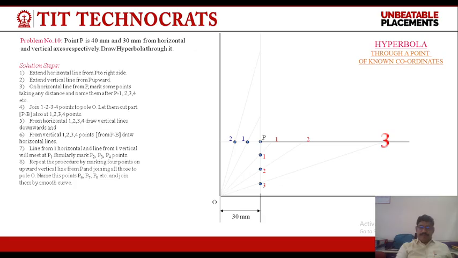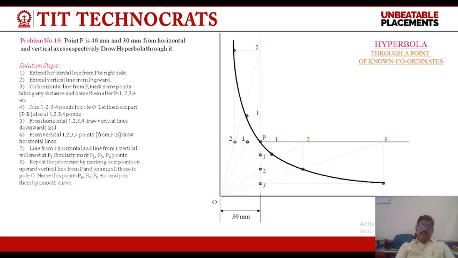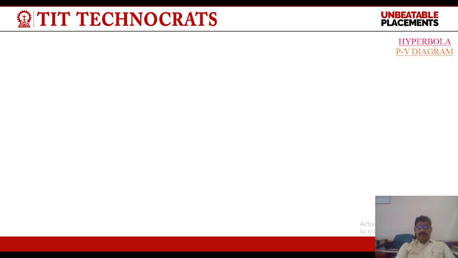After that, draw a vertical line from point 1, then 2, then 3, and a horizontal line from the vertical lines 1, 2, 3, and mark the intersection points. Move a curve through these intersections from 2 to 1 to P, 1, 2, 3. This is known as a rectangular hyperbola.